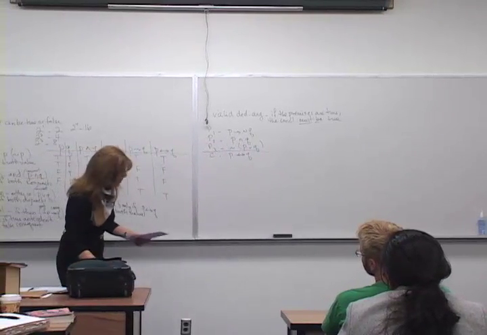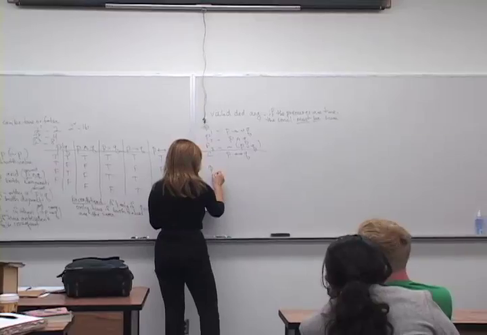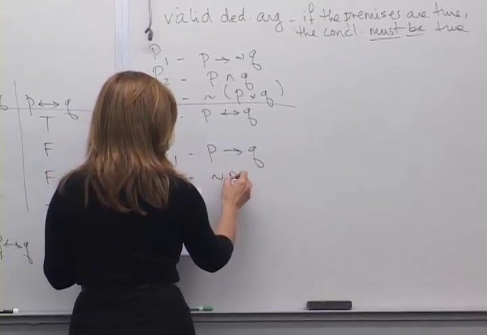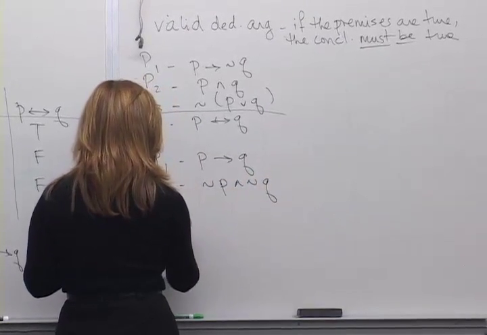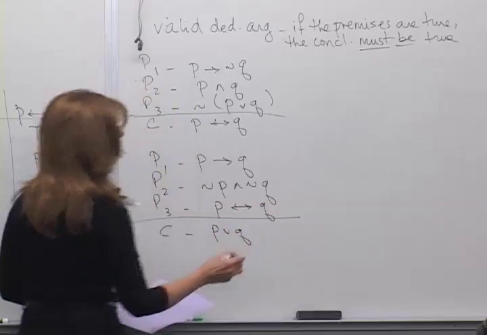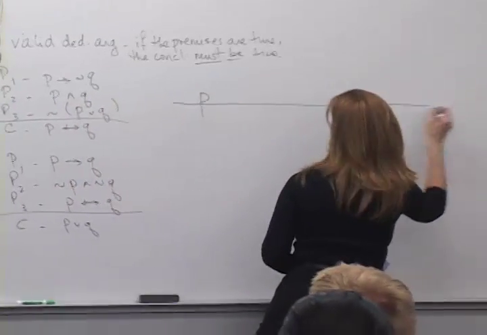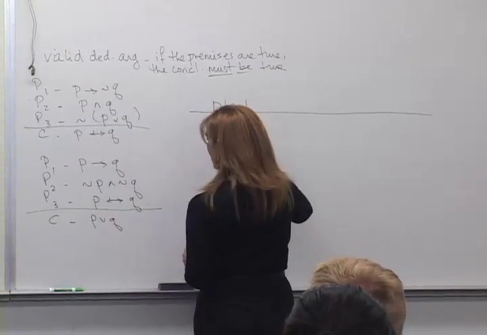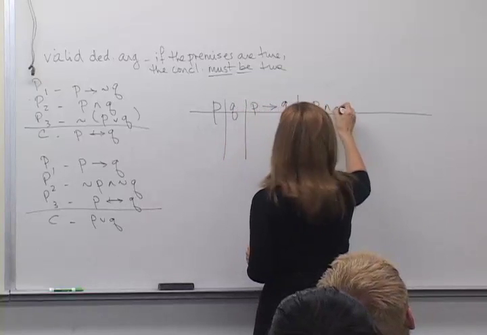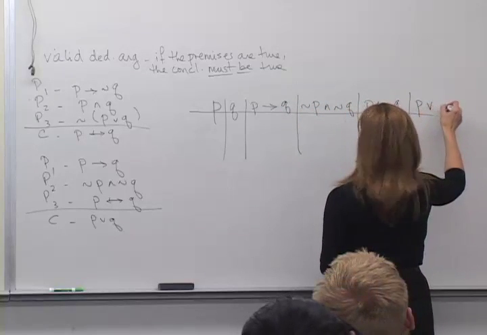Okay, so let's look at this one. The first premise, P1, is if P then Q. Second premise is not P and not Q. Third premise is P if and only if Q. And the conclusion is P or Q. Now that's another example. So again, we put it all out just like we did with the other one, and we write it all in a row: P and Q, not P and not Q, P if and only if Q, P or Q.